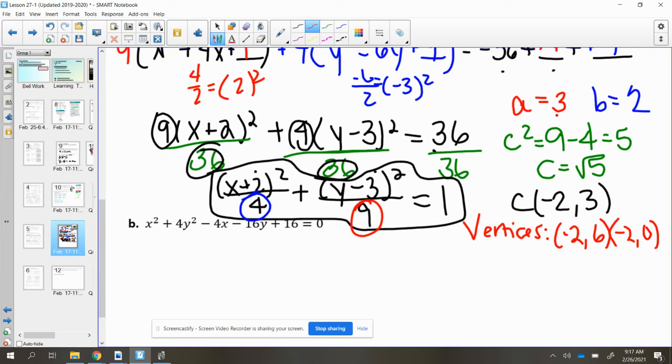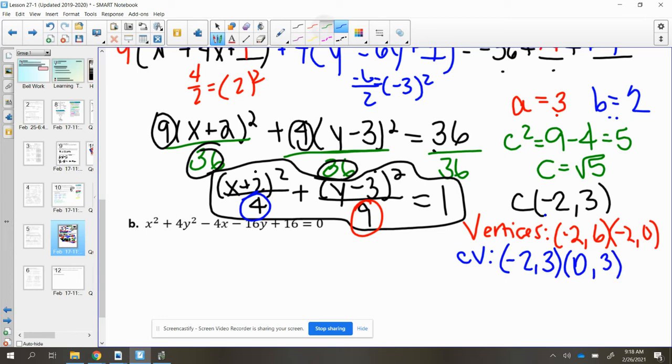The co-vertices then are, again, our minor axis. Again, we're moving left and right 2 units from our center. So left 2 units would put us at -4, 3. Right 2 units from -2, 3 would be at 0, 3.